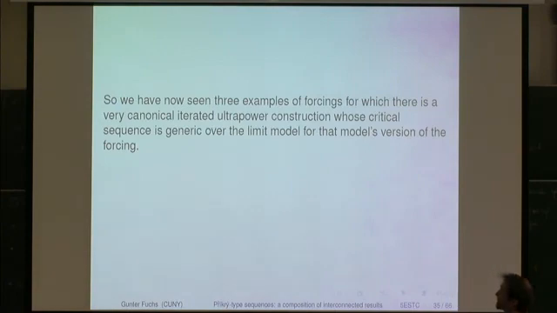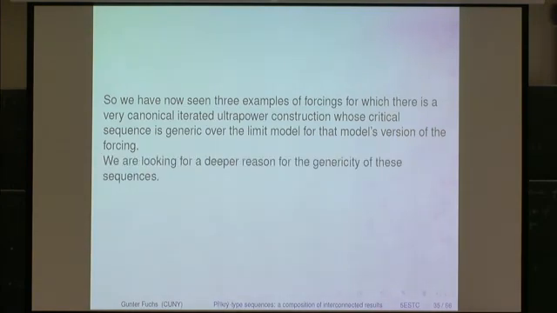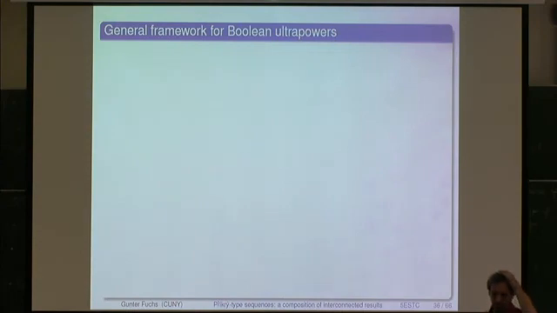The way I see it, we now have three examples of forcings with very similar properties, where you can do this iteration that produces a critical sequence that's generic over the limit model for that forcing. I would like to look at it from a different angle that maybe explains to a certain degree why these critical sequences are generic. Of course, we know the deeper reason because we have gone through the proofs, but I think there's a scenario that explains it in a different way, and that's the context of Boolean ultrapowers.